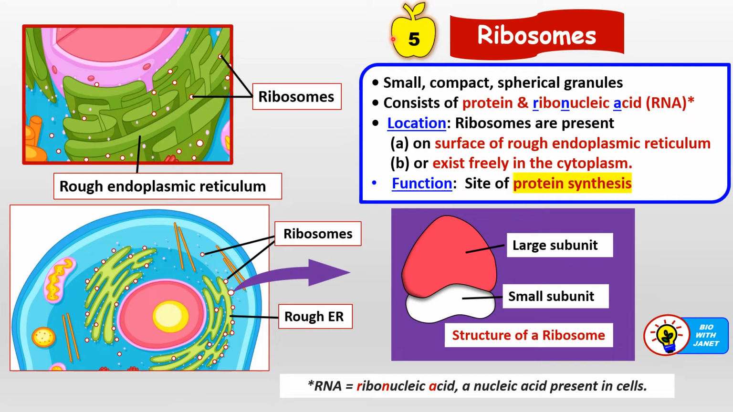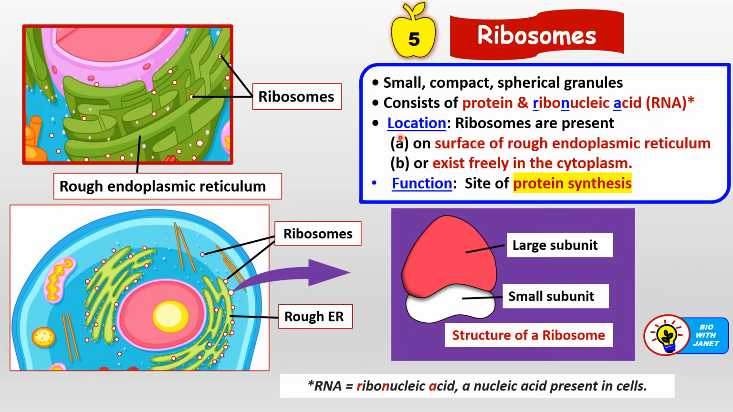Now, cellular component number 5 is the ribosomes. Ribosomes are small, compact, spherical granules. So from far we can see that ribosomes look like round dots, and they consist of proteins and ribonucleic acid, RNA. So the ribosomes are made of these molecules. Now, what is ribonucleic acid? Ribonucleic acid is a nucleic acid present in cells. This RNA and DNA will be studied later on in another chapter, so don't worry about that.